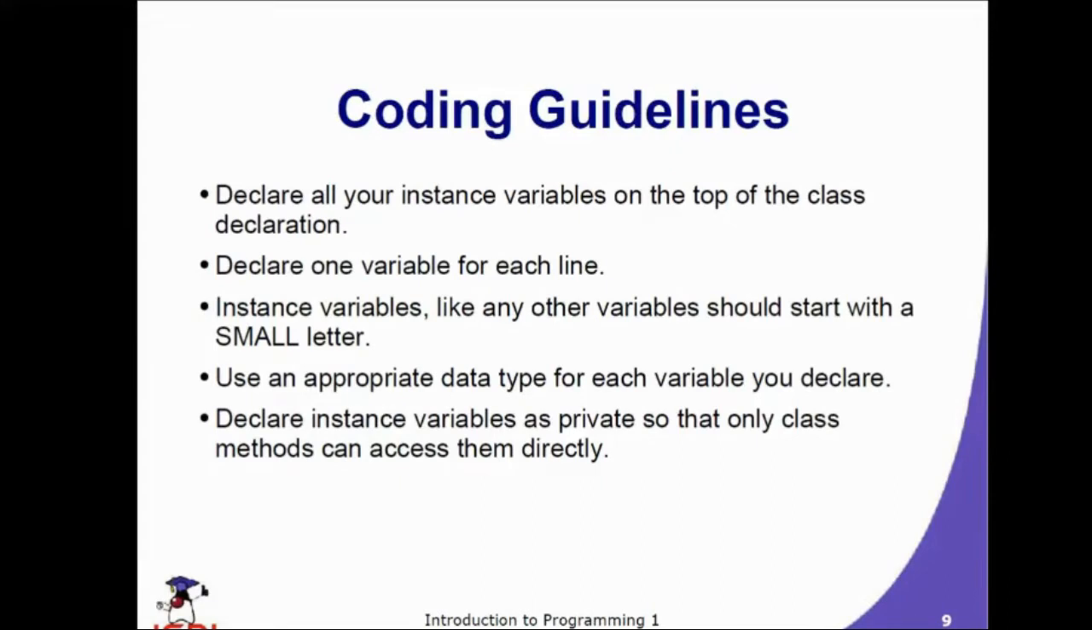Then declare all your instance variables on top of the class declaration. Then declare one variable for each line. Then instance variables, like any other variable, should start with a small letter. As we agreed before, the declaration of a variable starts with a small letter, and a capital letter if we use a class. Then use an appropriate data type for each variable you declare. Then declare instance variables as private so that only class methods can access them directly.